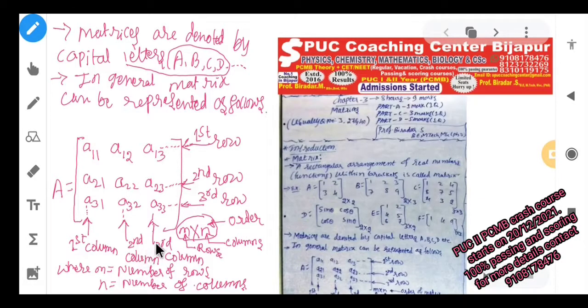M is the number of rows. In general, we take m for the number of rows and n for the number of columns. Okay, m by n gives the order of a matrix. Let us look further at the order of a matrix. Let us see the next one.